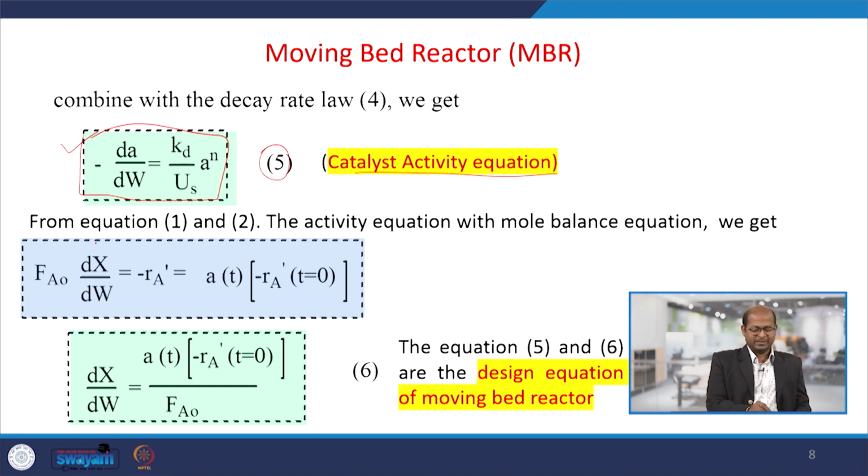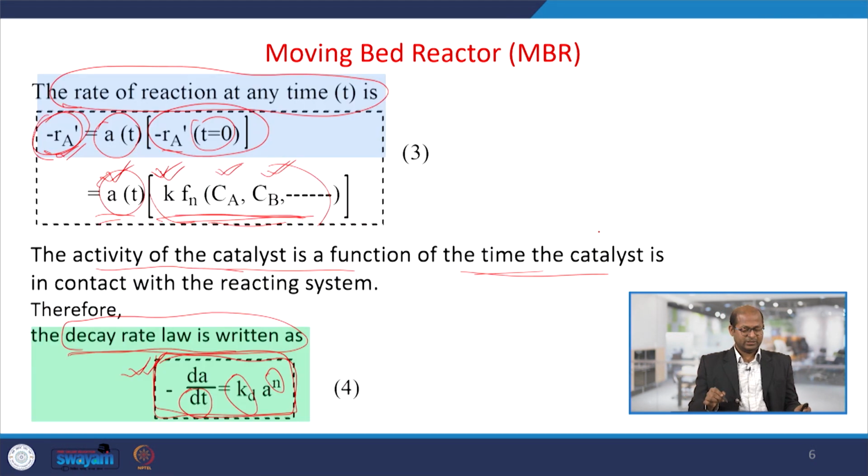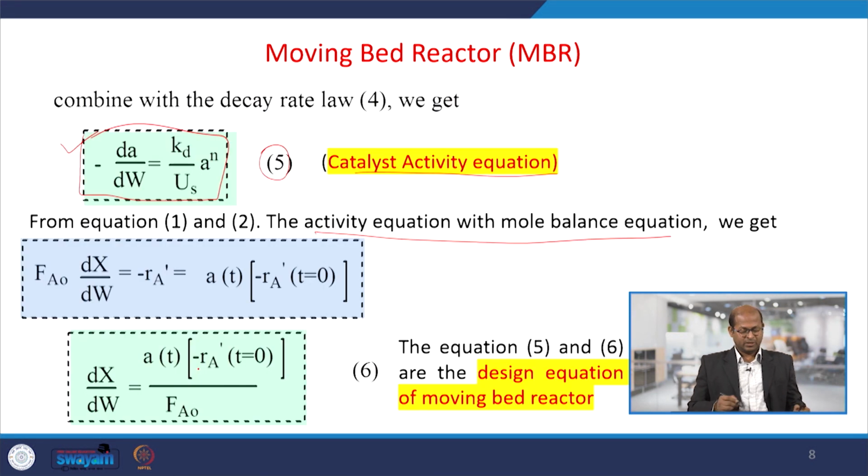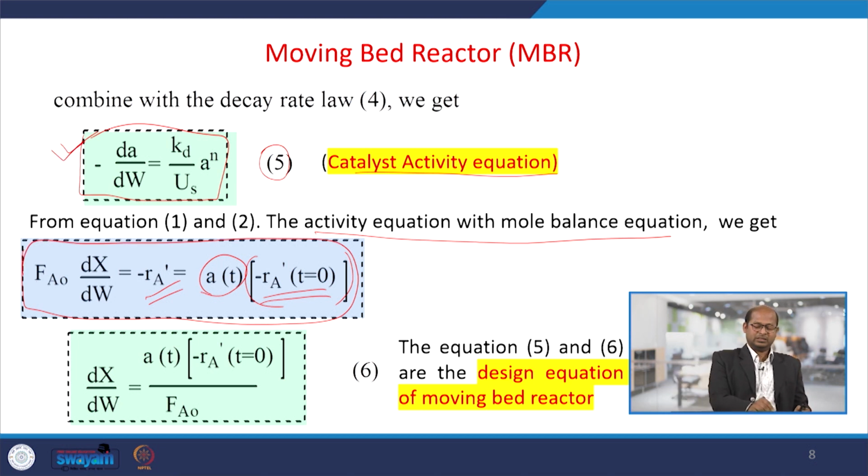Now, from the mole balance equation, which is the design equation we have derived, we have to substitute minus R A prime. Minus R A prime equals activity times the fresh catalyst rate. So, one of these equations is the design equation for that particular reactor, and the other is the catalyst deactivation or activity equation.